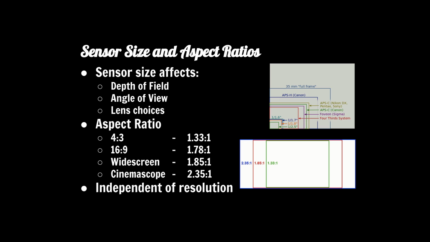The sensor size affects a few things. One of them is depth of field. So the larger the sensor size, the easier it is to create a shallow depth of field. Also, the larger the sensor is, then in many ways it's easier to get a wider angle of view.